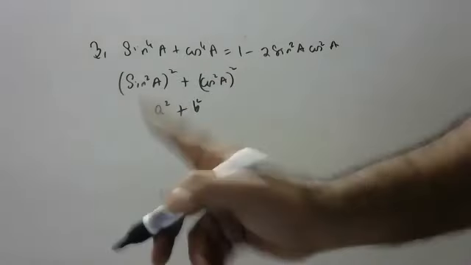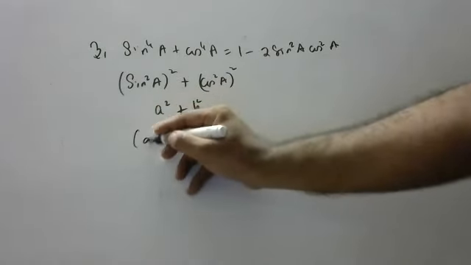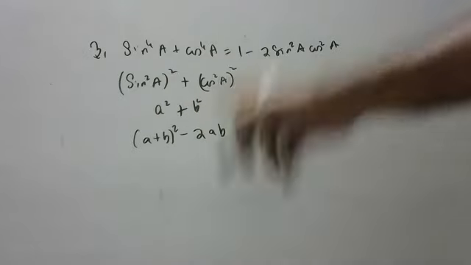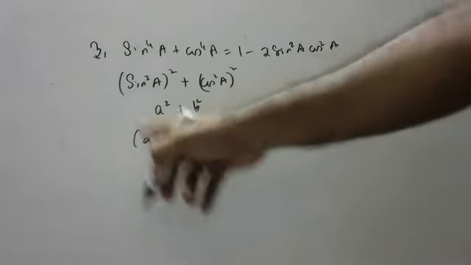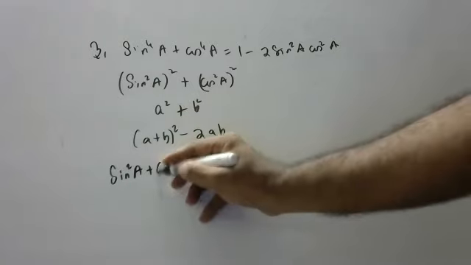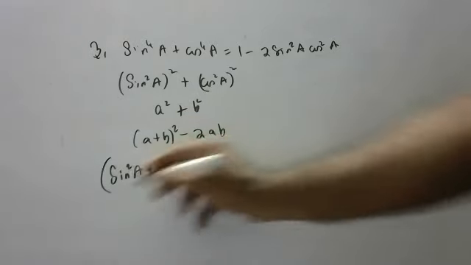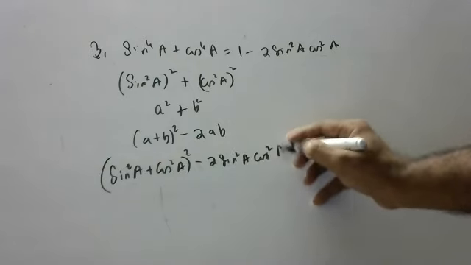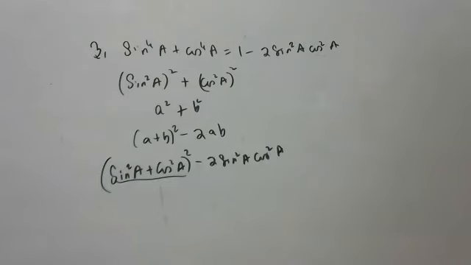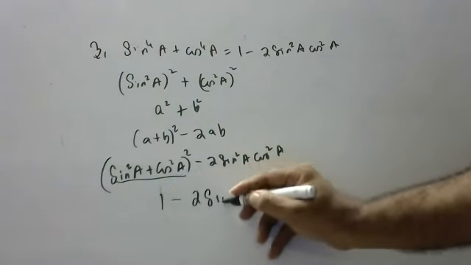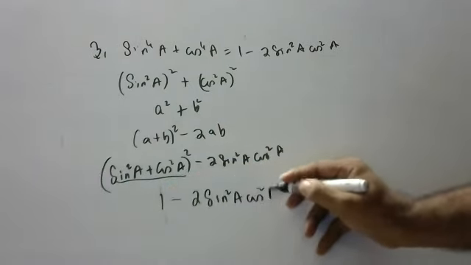Very good. Not a square minus b square. I'm asking a square plus b square is a plus b whole square minus 2ab. Who is a here? Sine square. Who is b here? Cos square. Whole square minus 2 into sine square cos square. Sine square plus cos square is 1, and 1 square is 1. So 1 minus 2 sine square A cos square A, hence proved.